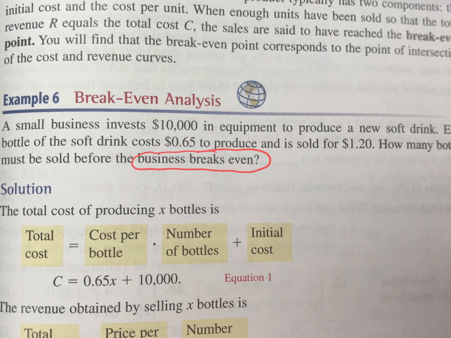Part of my cost for my business is I had to take 10 grand out of my pocket, okay? Then it says each bottle of the soft drink costs 65 cents to produce. So that's adding to my initial 10,000, right? So it's 65 cents for every bottle that I make. Do I know how many bottles I made or I need to make?